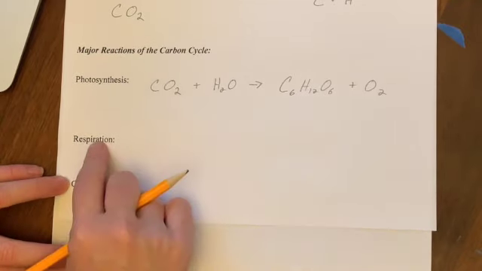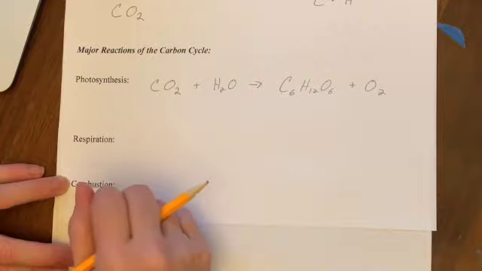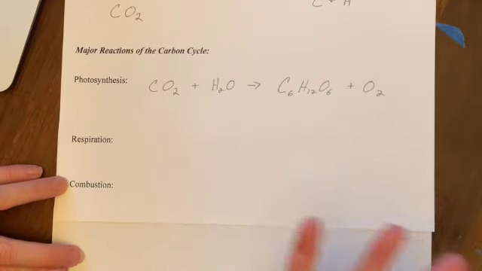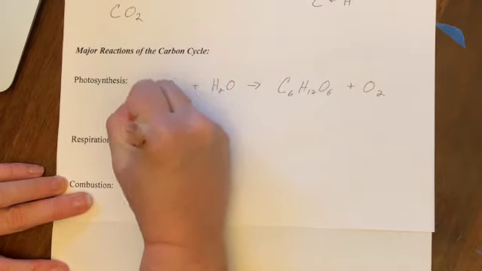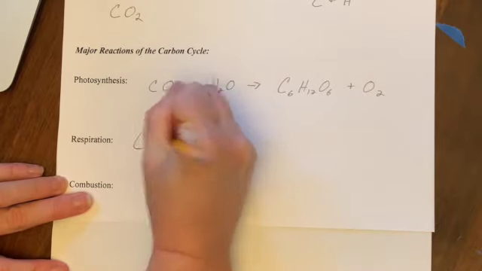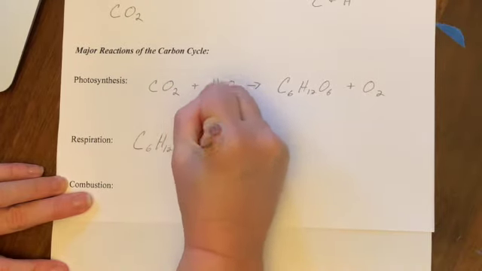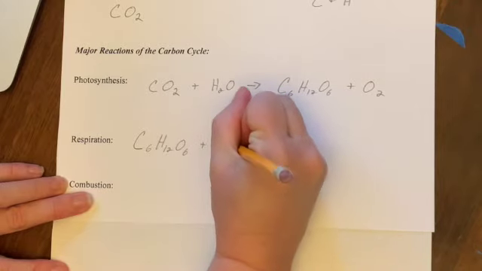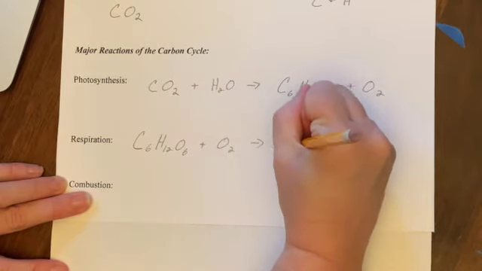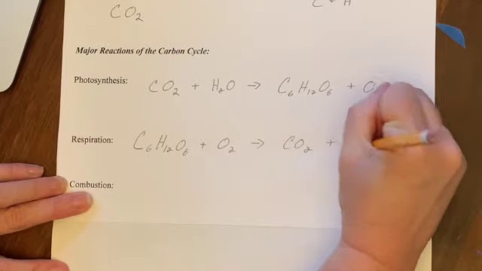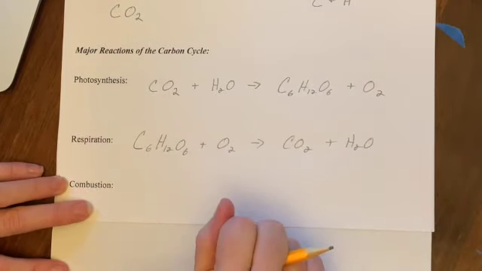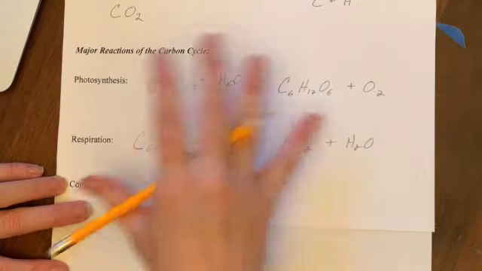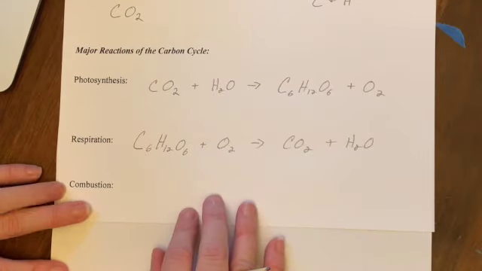Cellular respiration, as you know, is the opposite of photosynthesis. This is where glucose is taken and reacts with oxygen to give us carbon dioxide and water. I know that these are not balanced. We're not worried so much right now about balancing them. We just want to see how carbon is involved in them.